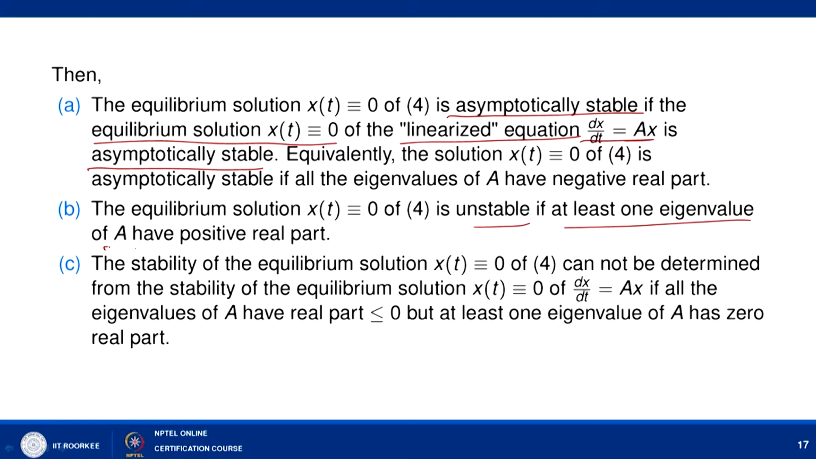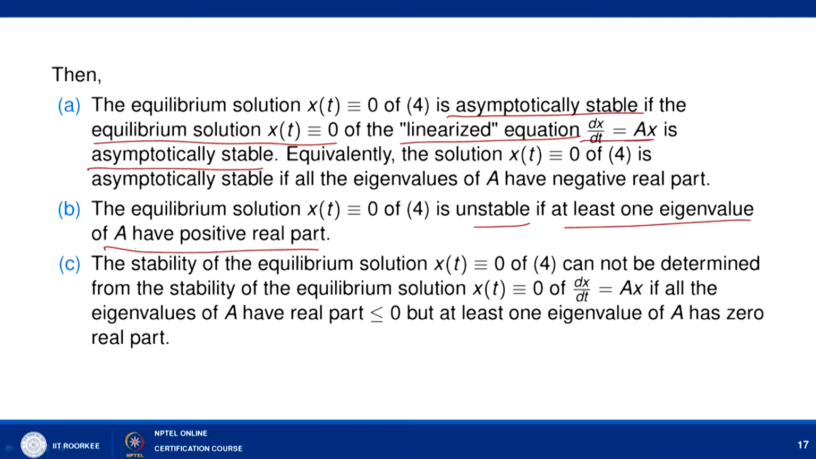Now, part B says that the zero solution is unstable if at least one eigenvalue of A has positive real part. So, if at least one of the eigenvalues of A has positive real part, then the linear system will have all solutions unstable, and x' equal to Ax plus g(x) will also have an unstable equilibrium solution x(t) equal to 0.